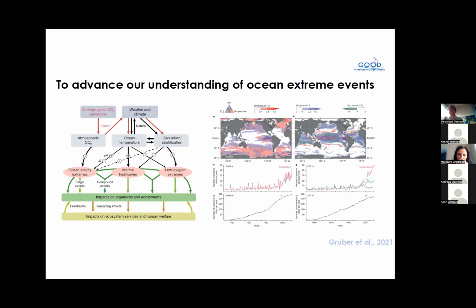So one has to understand that in order to detect extreme events, we need to have a robust baseline against which extremes can be detected. And the observational database really needs to be improved, and in particular in subsurface and intermediate waters.